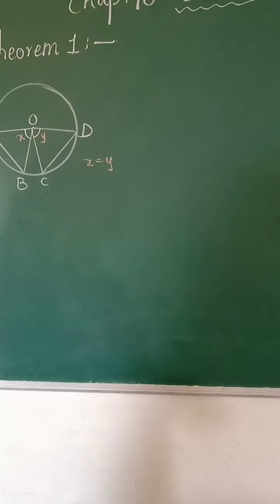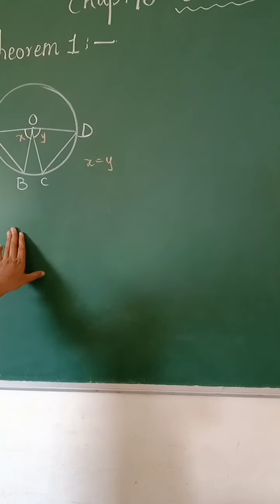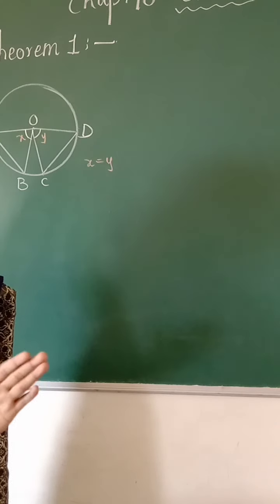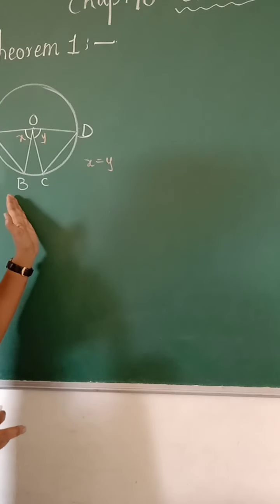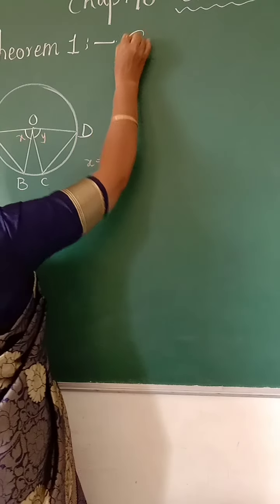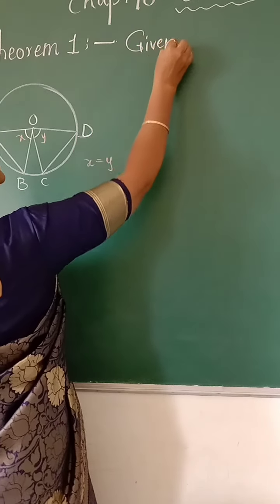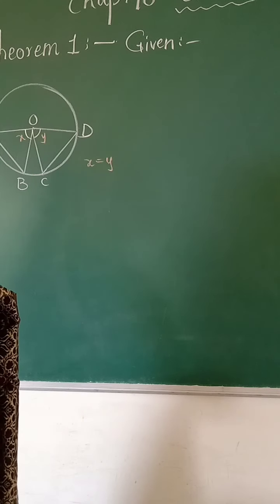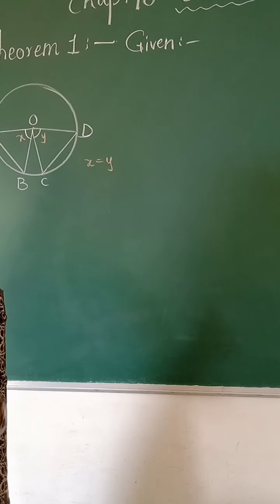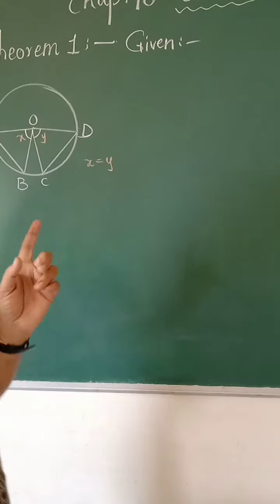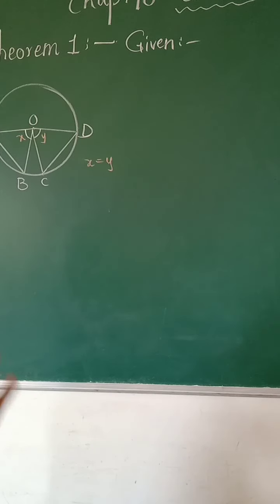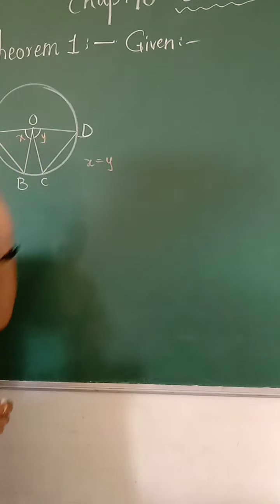So now we have to write the proof for this theorem. While writing the proof, there are some specific steps. First you have to draw the figure, then write given, then to prove, and then proof. But if some construction is needed for the proof, you have to write the construction before the proof. Here we are not going to write any construction. So first write down given.